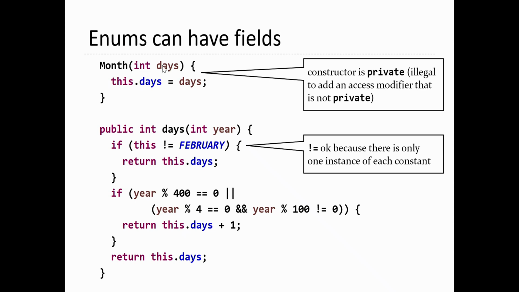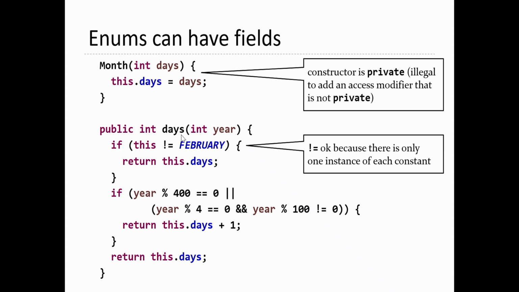Okay? So the constructor in this case is simple. It takes in the number of days, so you just set the field to the passed in number of days, and that's it. And now you can do things like add methods to your enumeration. So I can add a method that returns the number of days in a month for a given year. This is how I'm going to deal with February having 29 days in a leap year.